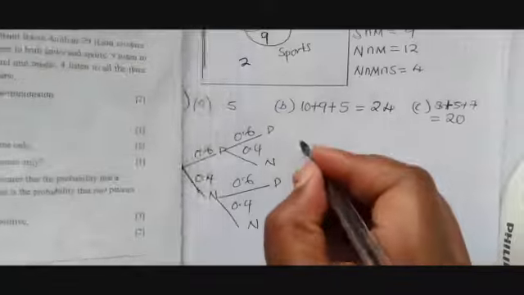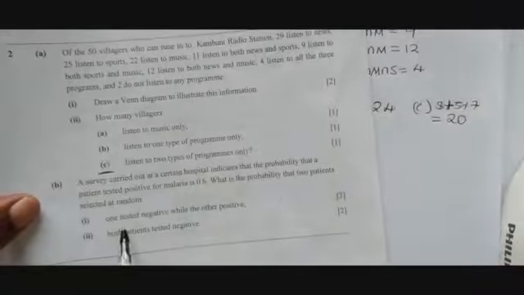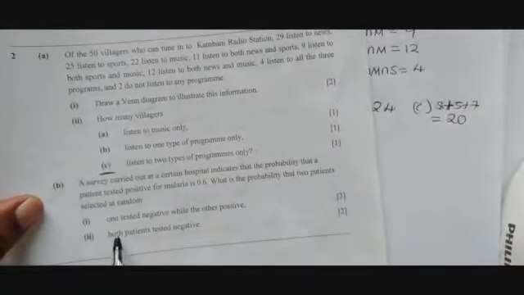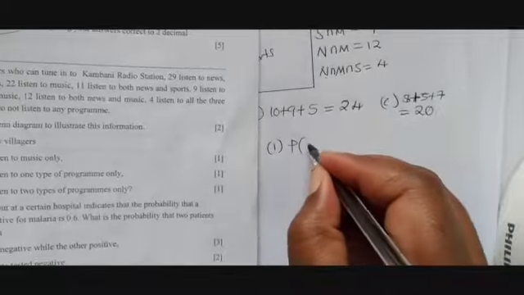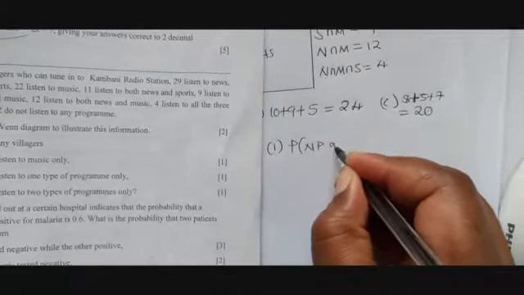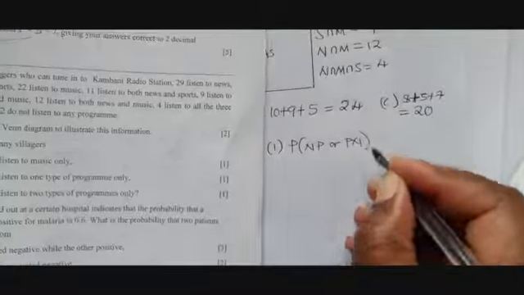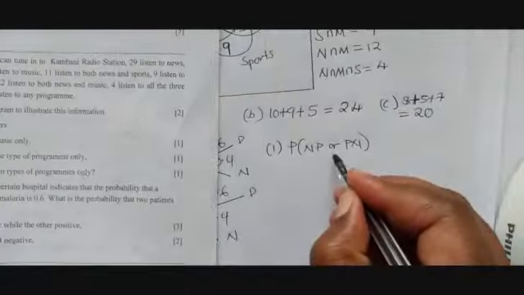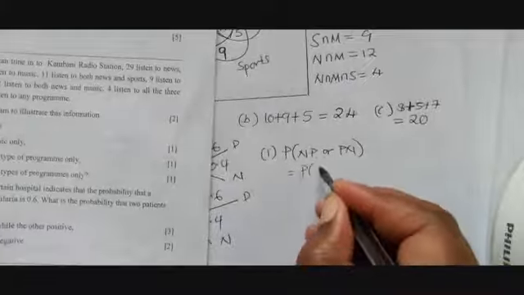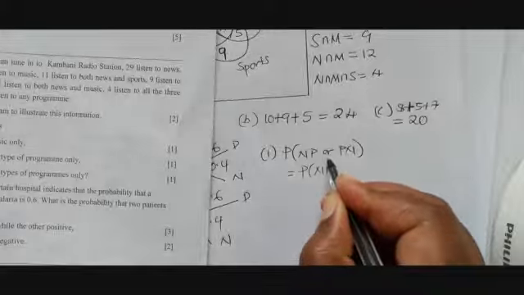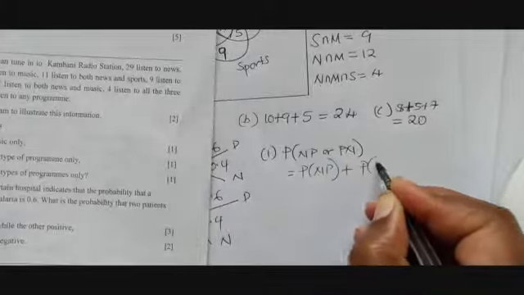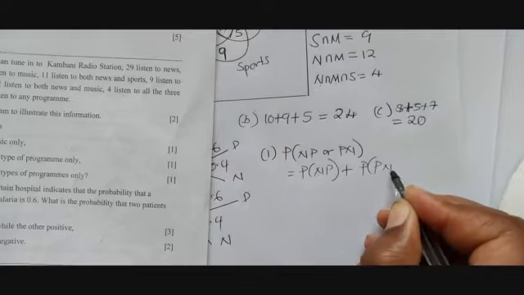So for A, we want the probability that when we select at random, we'll get a patient where one will test negative while the other positive. So this is the probability that you have negative, positive, or positive, negative. By or we mean mutually exclusive events. So this is the same as the probability of negative and positive plus the probability of positive and negative.